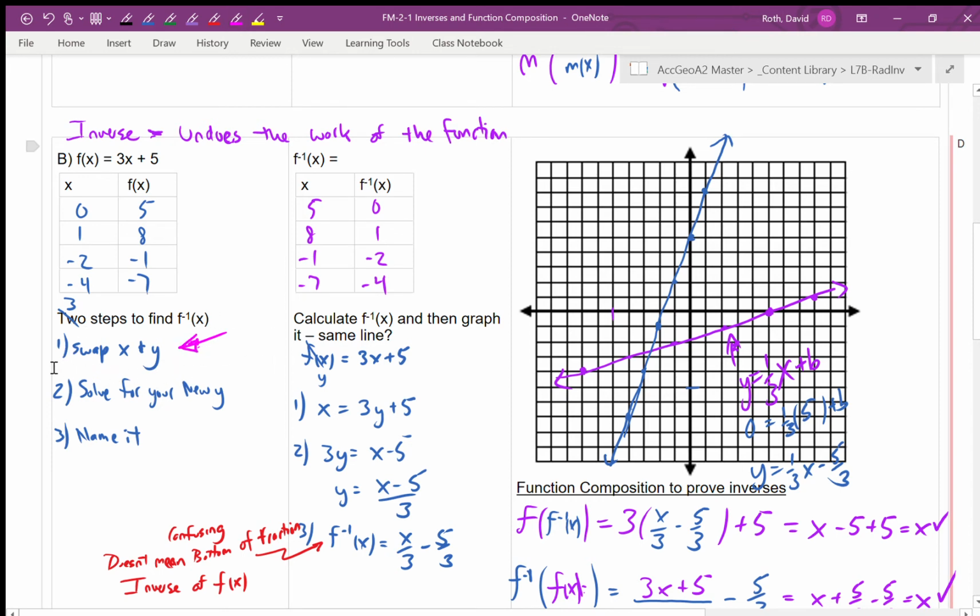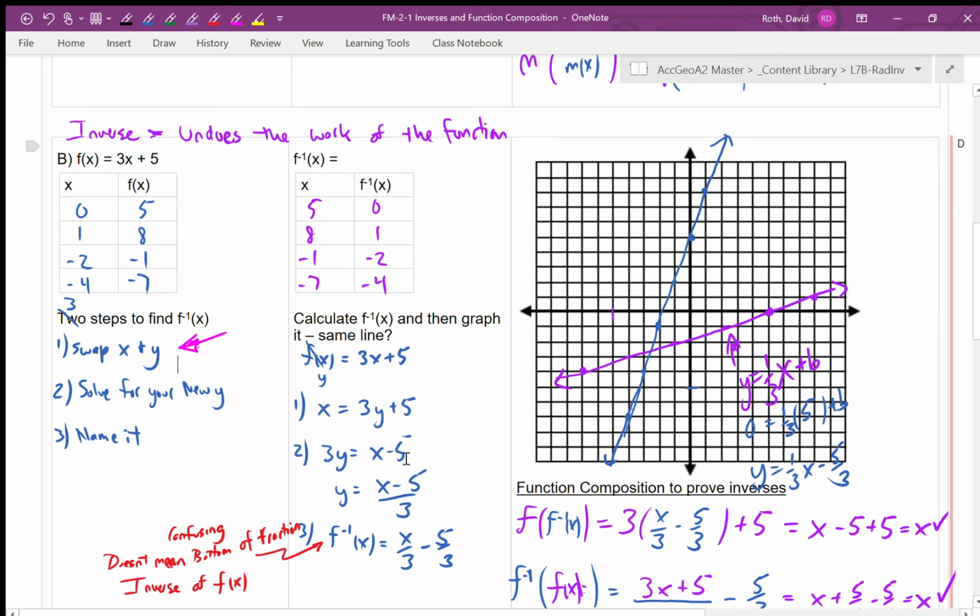I swap x and y here, and f of x becomes the x. The x here becomes y. Now, the first thing I really should do is, let's see, where did I do this over here? Here's step 1. Notice f of x here became y, because you can't really put f of x down here. So if you have function notation f of x, just turn it into y. So it's easy to swap x and y then. The x became the y became the x became the y, and then notice that it says here solve for your new y, step 2.